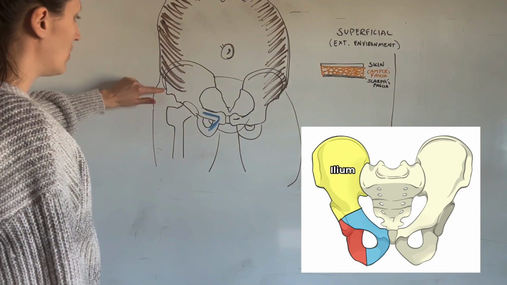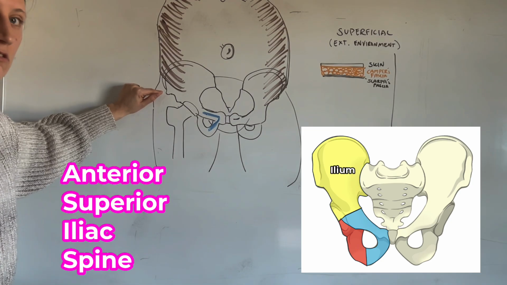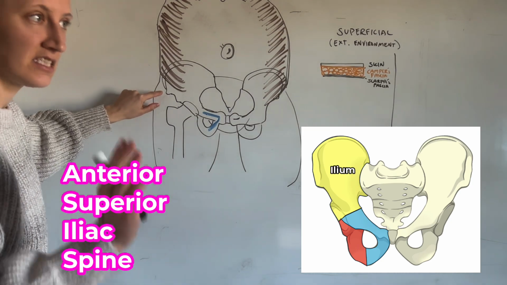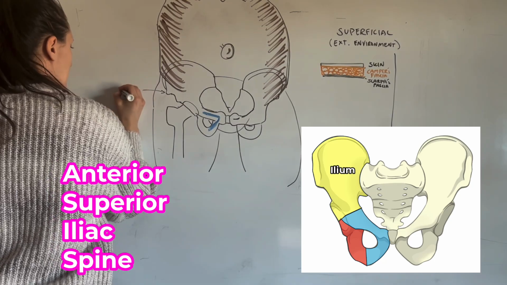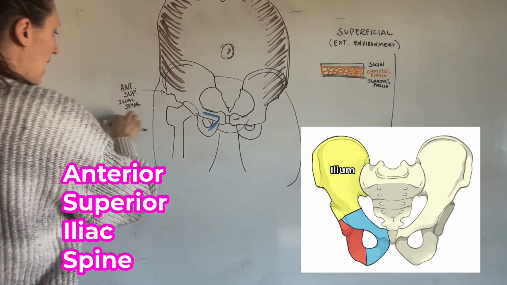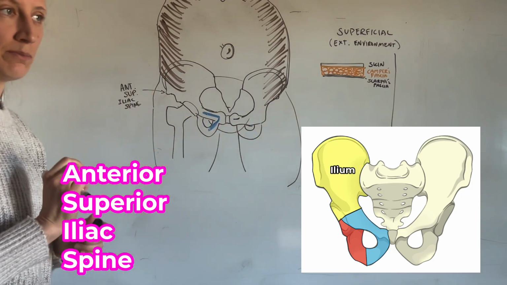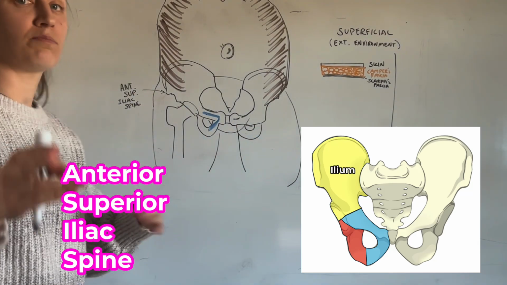There's two bumps. One is above, one is below. The one above is called our anterior superior iliac spine, because this is the ilium. The part with the big wings is the ilium. So this is my anterior superior iliac spine. A spine is a very sharp little bump. A tubercle is a little less sharp. That's the difference.